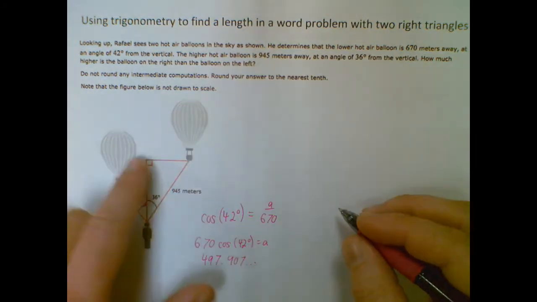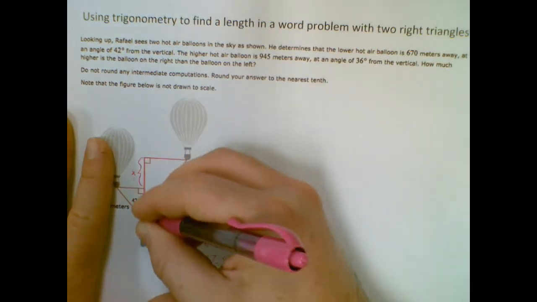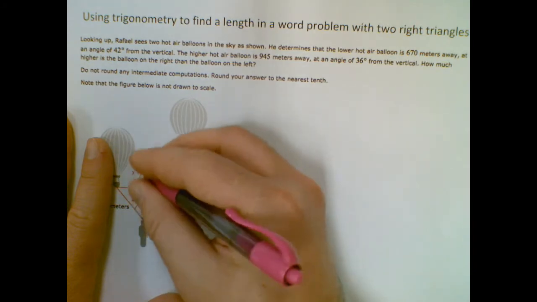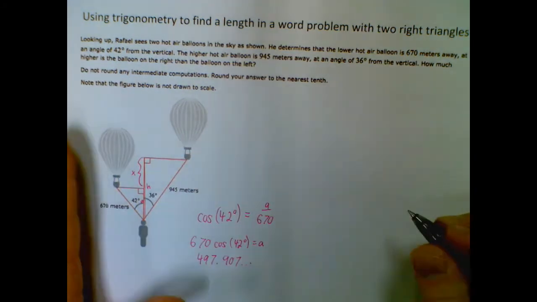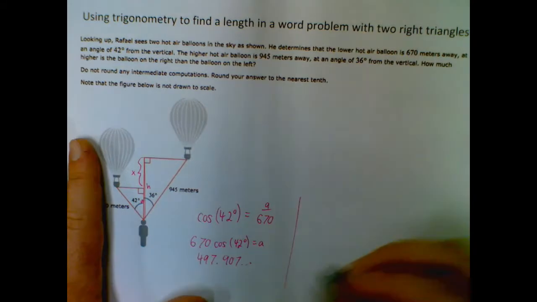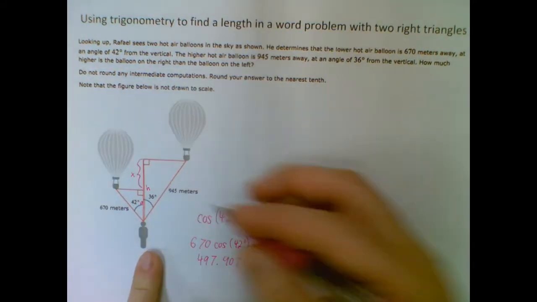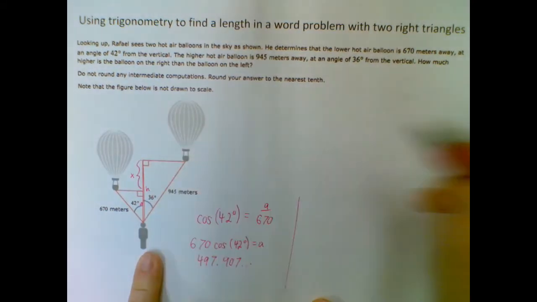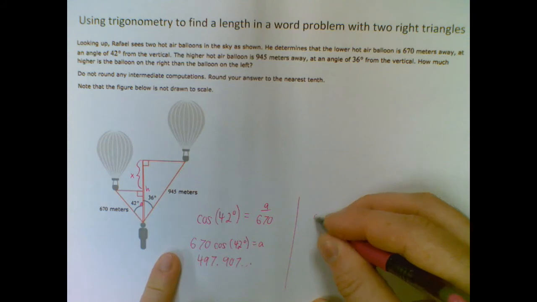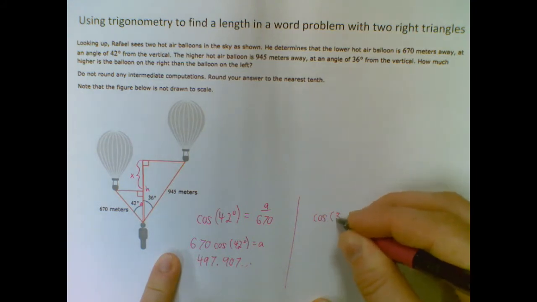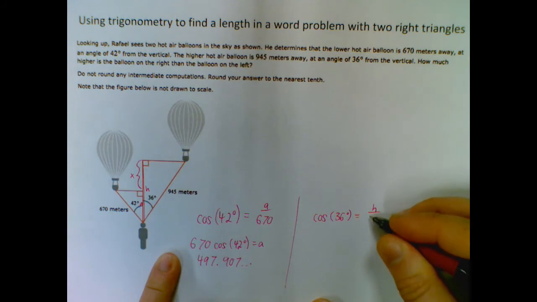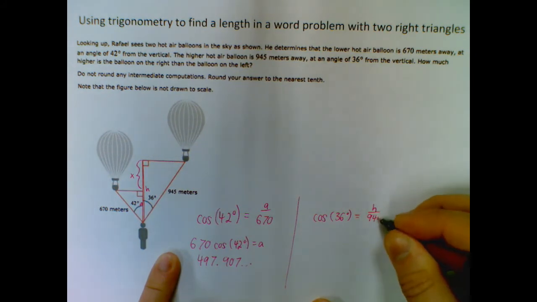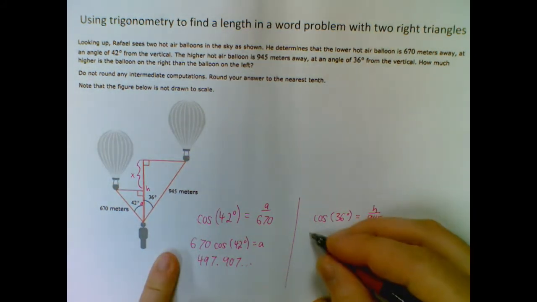Now, what about this tall one? If I call this entire thing, I don't want to call it X because that's what I'm looking for. So I'm going to call it H, for height. This one is still cosine because it's still adjacent and a different hypotenuse. So cosine of 36 degrees this time is H over 945. Same idea, multiply that over.